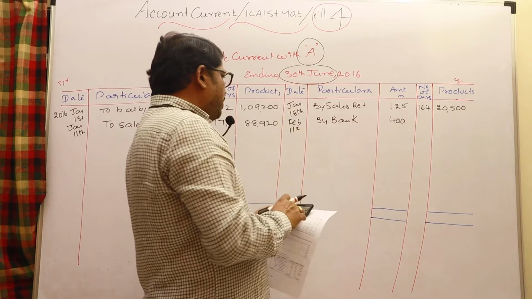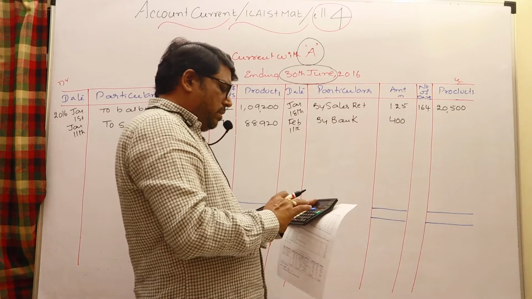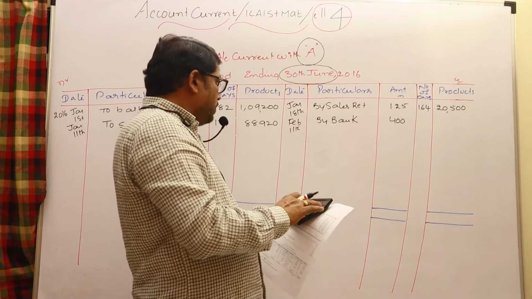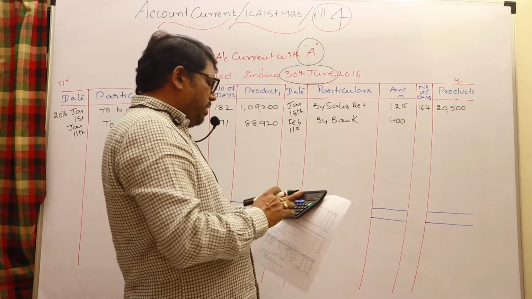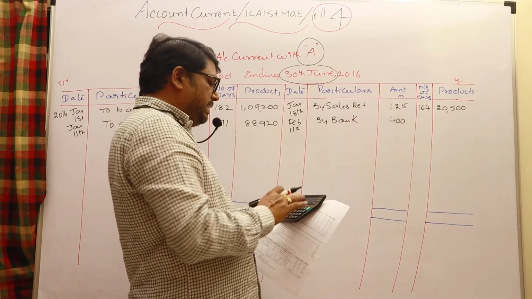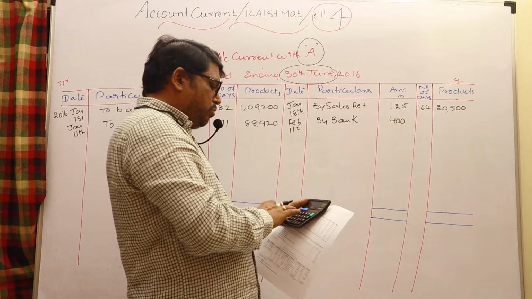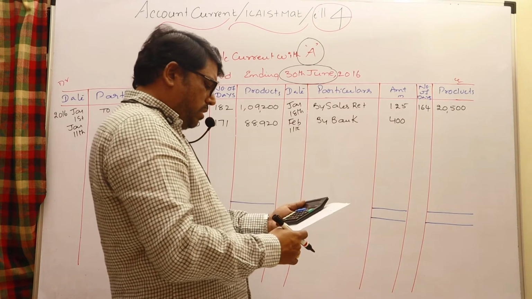Number of days in February: still 18 days are there. March, April, May, June. February 11th means February has 18 days remaining. March, April, May, June. Total number of days 140.